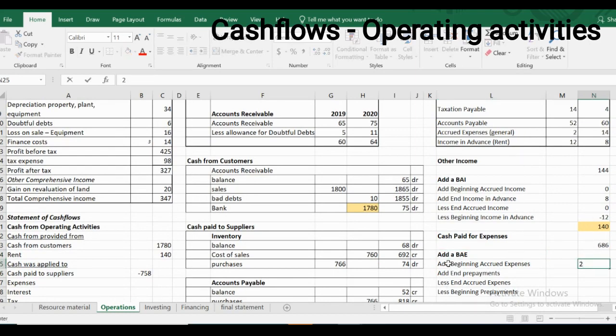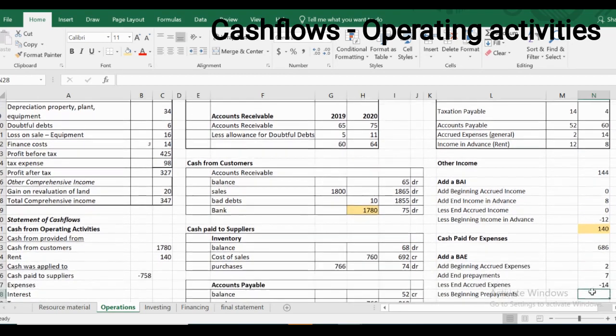I'm then going to add, since I added beginning accrued expenses, I then add end prepayments. So end prepayments is 7. And since I added beginning accrued expenses, I'm going to less end accrued expenses because that's the opposite there. So end accrued expenses is 14. And once again, add end prepayments, so therefore less beginning prepayments, being the opposite. Beginning prepayments were 12.